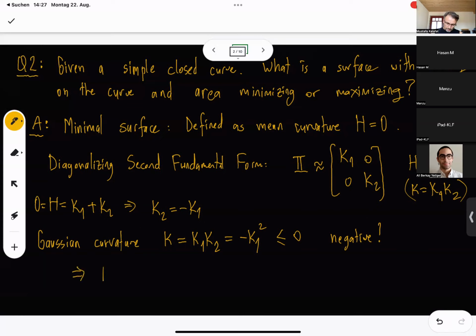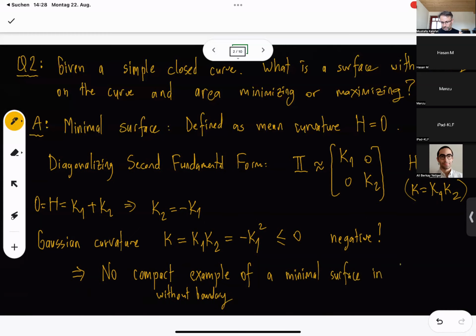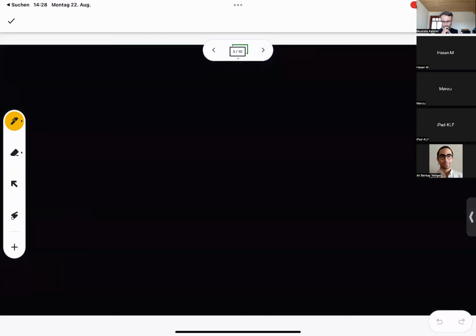So this implies that there is no compact example of a minimal surface, compact without boundary of course, in 3-space. In Euclidean space, we cannot find a compact hyperbolic surface, roughly because of negative curvature. But we have positive curvature sphere and zero curvature plane or cylinder, but they are not, of course, compact.